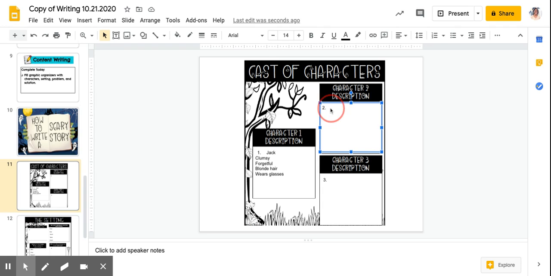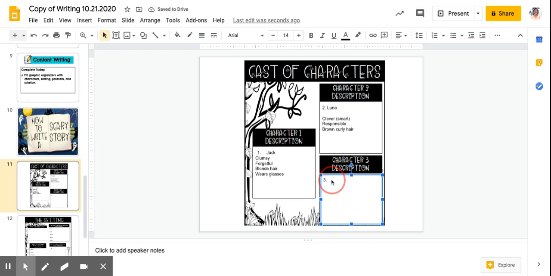So my second character in my story is going to be Luna. I really like the name Luna, so I'm going to pick Luna to be my second character. So now I'm going to describe Luna. So Luna is clever, so she's very smart. She is responsible, and she has brown curly hair.